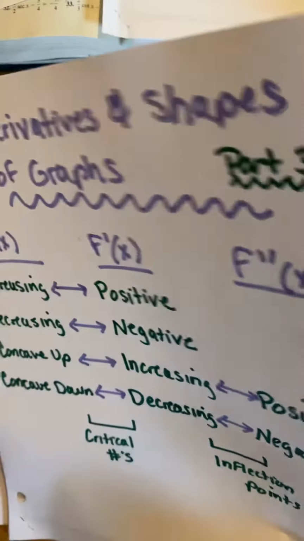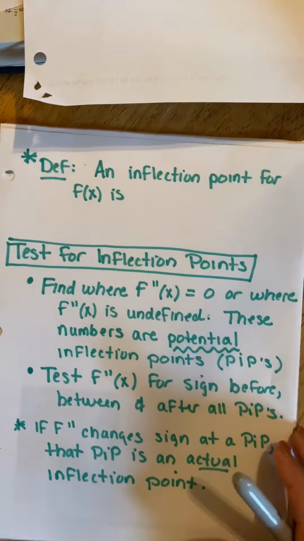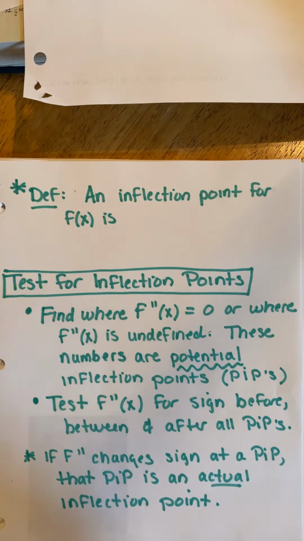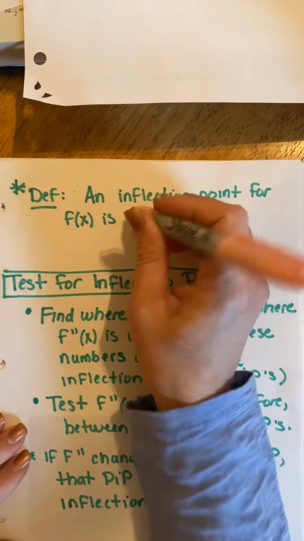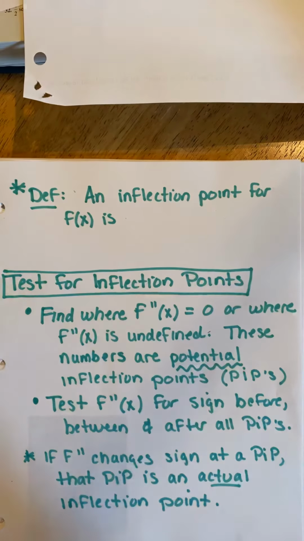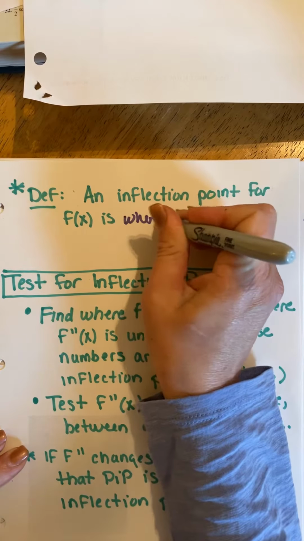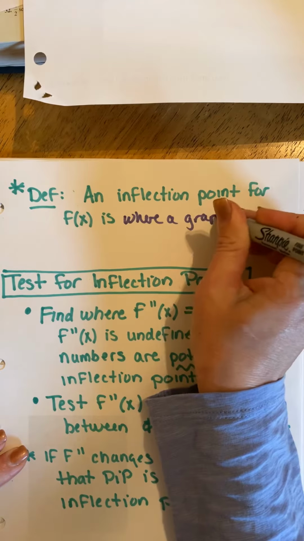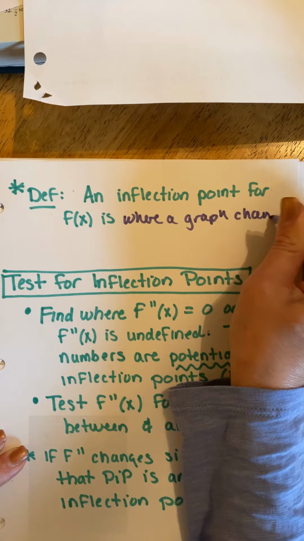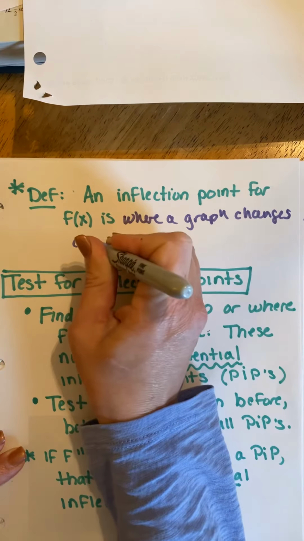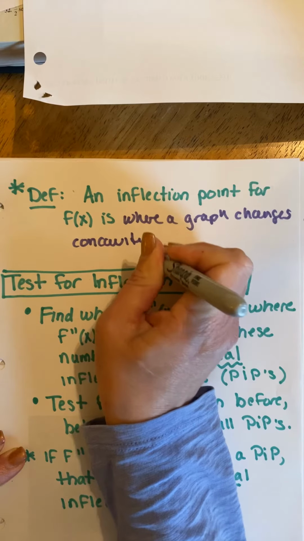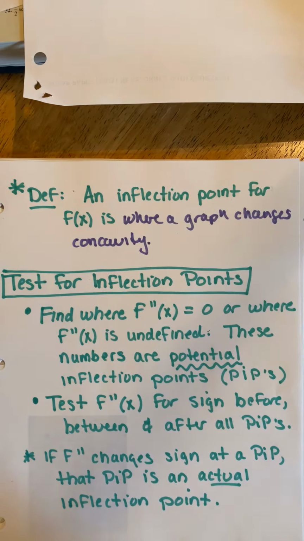All right, so going back to this, we're going to remind ourselves. We ended last lecture with the definition of an inflection point. An inflection point is where a graph changes concavity. So we have our test for inflection points.